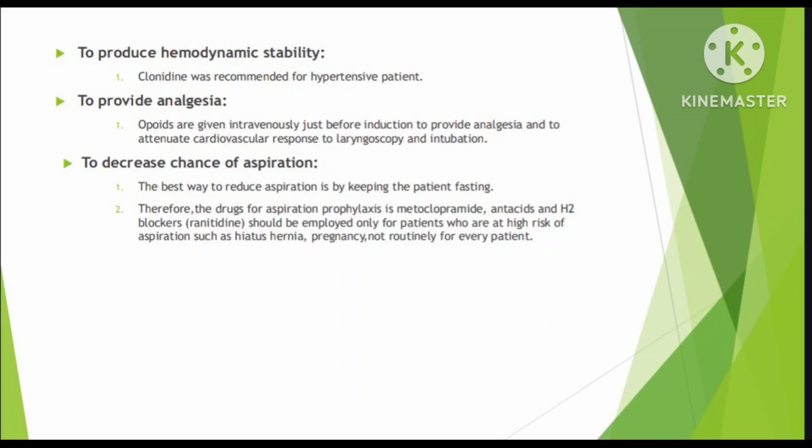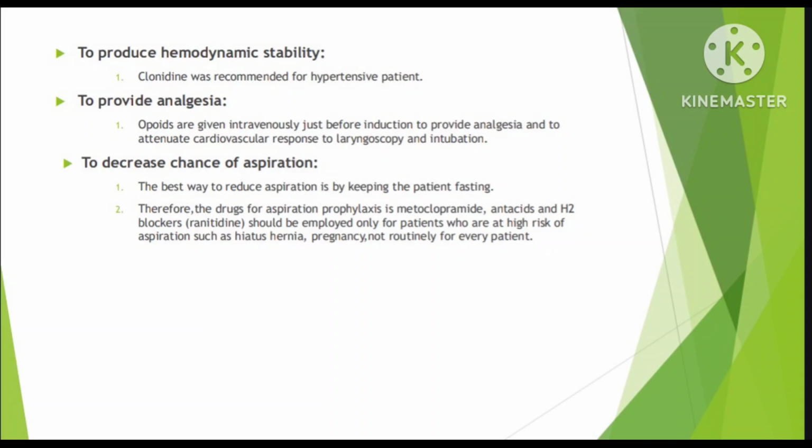The next one is to decrease the chance of aspiration. The best way to reduce the chances of aspiration is by keeping the patient fasting, that is NPO guidelines. Therefore, the drugs for aspiration prophylaxis, that is metoclopramide, antacids and H2 blockers, example ranitidine, should be employed only for patients who are at high risk of aspiration such as hiatus hernia, pregnancy, not routinely for every patient.